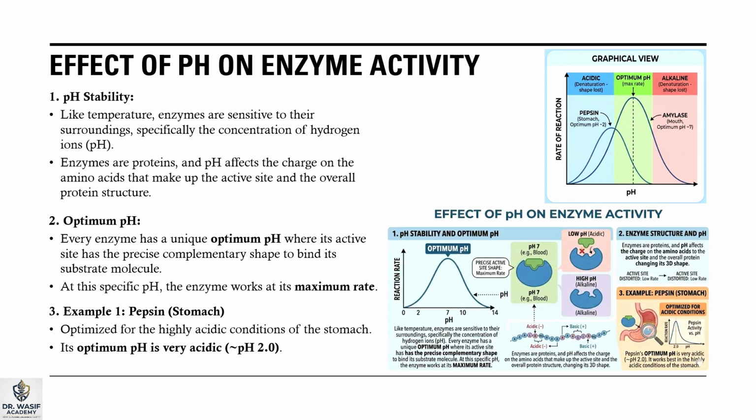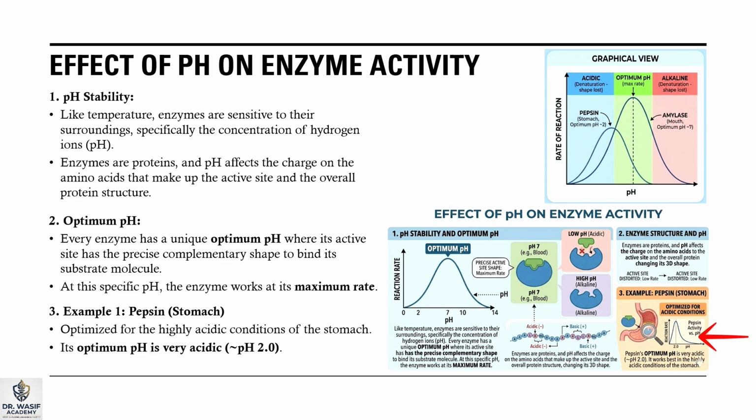It is important to remember that optimum does not always mean neutral. For example, take pepsin. This is an enzyme found in your stomach which breaks down proteins. Because your stomach is full of hydrochloric acid, pepsin has adapted to thrive there at this acidic pH. I will say acidic pH, that is around 2.0. If you moved pepsin to a neutral environment, it would actually stop working.